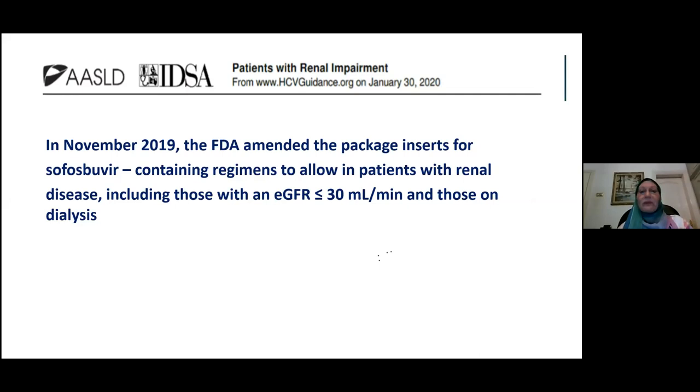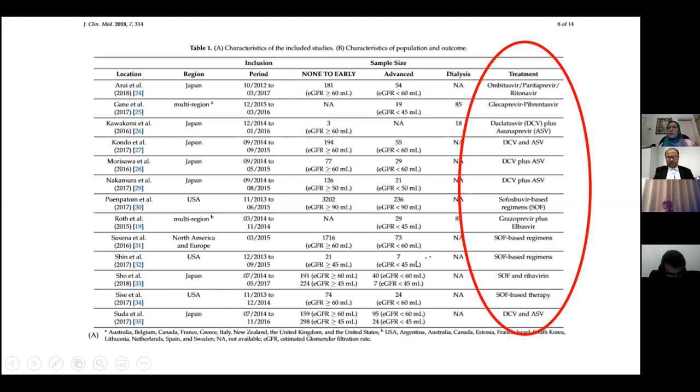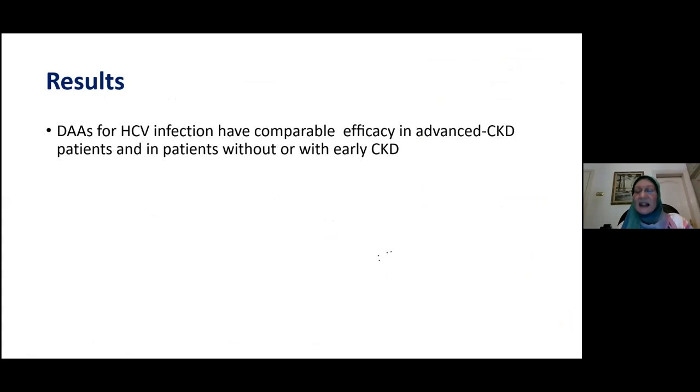This is a meta-analysis of the renal functions with the different directly acting antiviral drugs. And here you can see not only sofosbuvir-based regimens are included, we also have grazoprevir, glecaprevir-pibrentasvir, and we have also daclatasvir, asunaprevir, and the end result was that directly acting antivirals for HCV infection have comparable efficacy in advanced CKD, and I repeat, advanced CKD patients, and in patients without CKD, or in patients with early CKD, so it's the same efficacy.